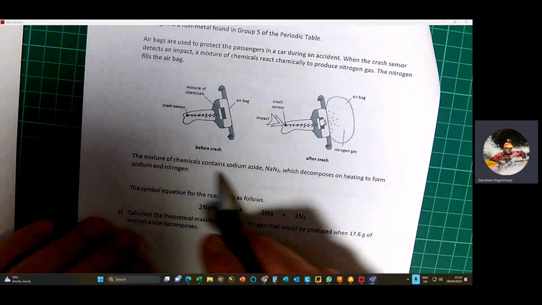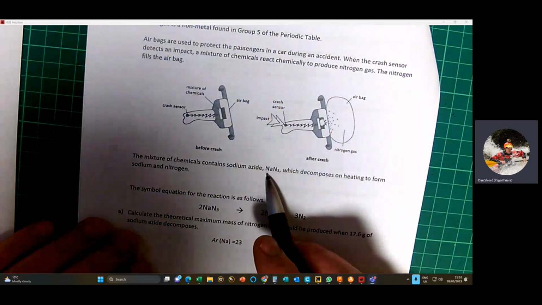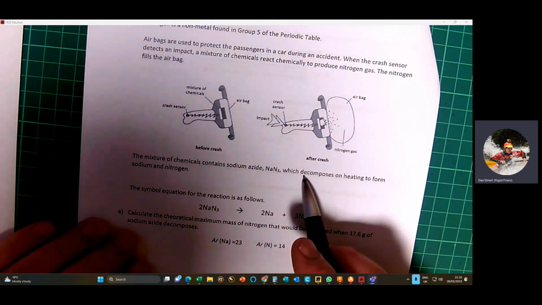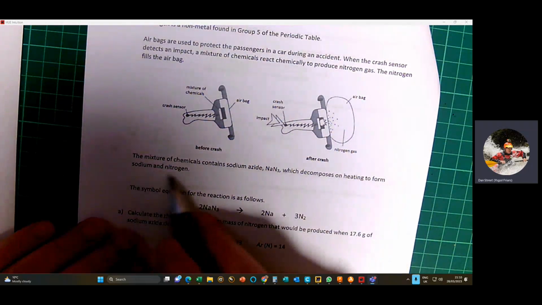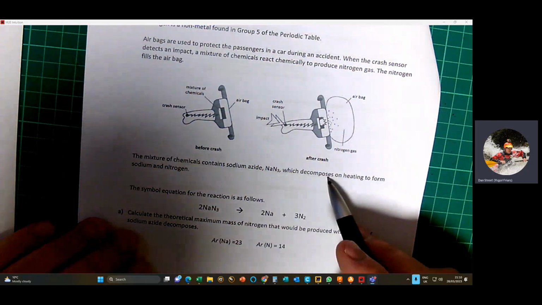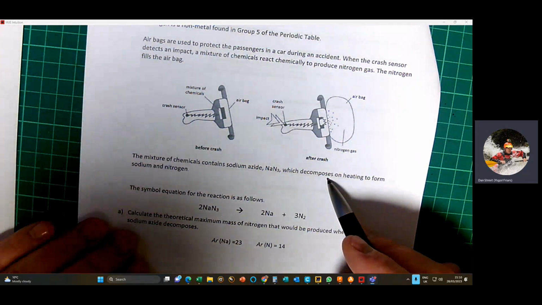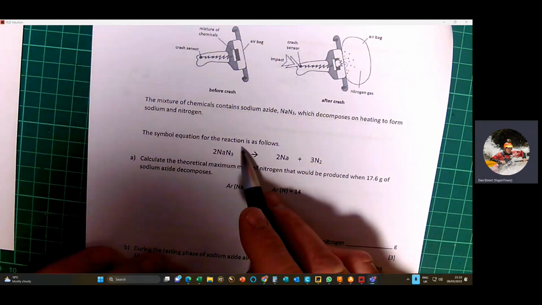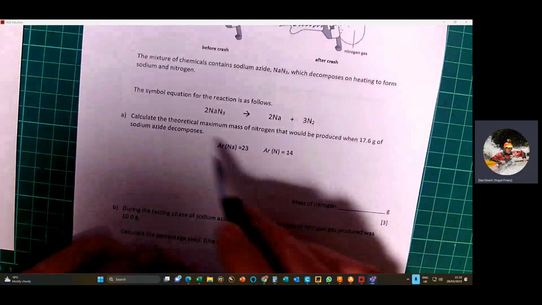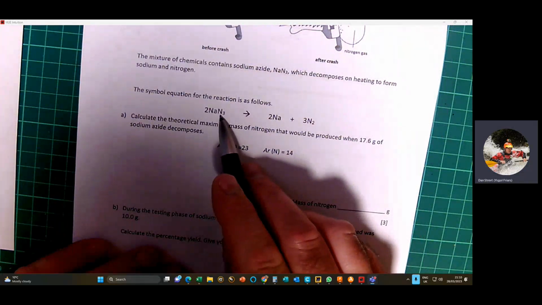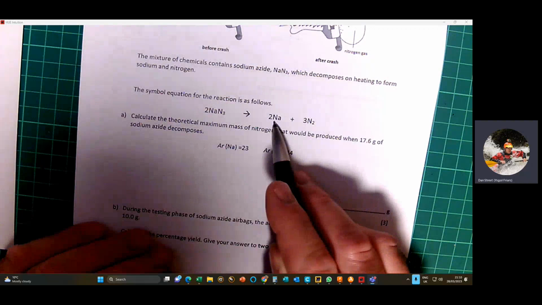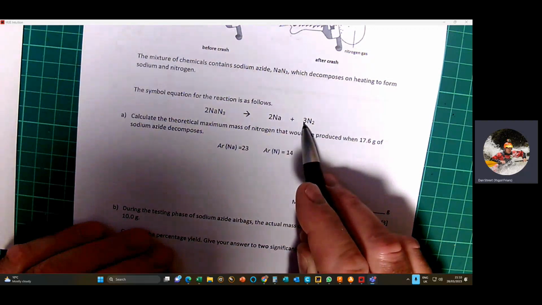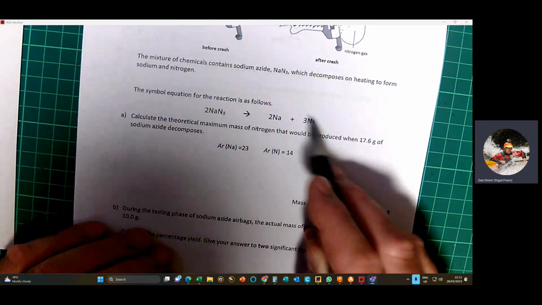airbag. Okay, so the mixture of chemicals contains sodium azide, or NaN3, which decomposes on heating to form sodium and nitrogen. So decomposes in this instance means it simply falls apart to produce the two elements it's made from. The symbol equation for the reaction is as follows. So it tells us here that 2 moles of sodium azide react to form 2 moles of sodium and 3 moles of nitrogen gas. Okay, and it's this that inflates the airbag.